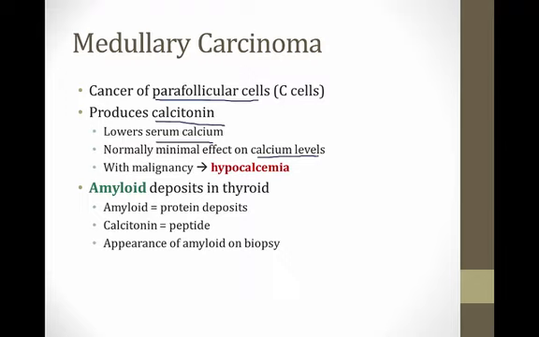However, if a patient develops a medullary carcinoma and has a malignancy, there can be so much calcitonin produced that the patient can develop hypocalcemia. And one of the most high yield things to know about this cancer is that it can present as hypocalcemia. Another high yield thing to know about medullary carcinoma is that you will see amyloid in the thyroid on biopsy. Recall that amyloid is deposition of proteins, and calcitonin is a peptide, so it is a protein, and when it builds up in the thyroid, it can appear like amyloid tissue on biopsy.